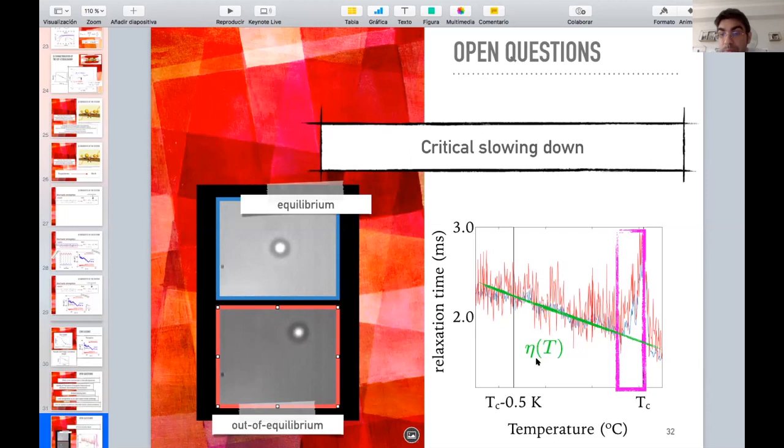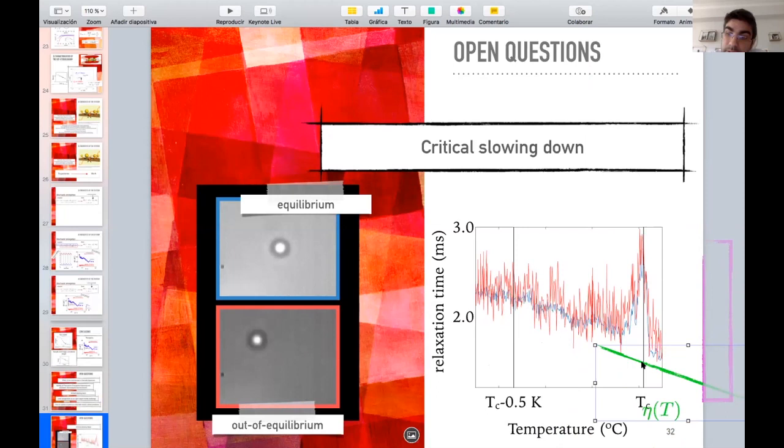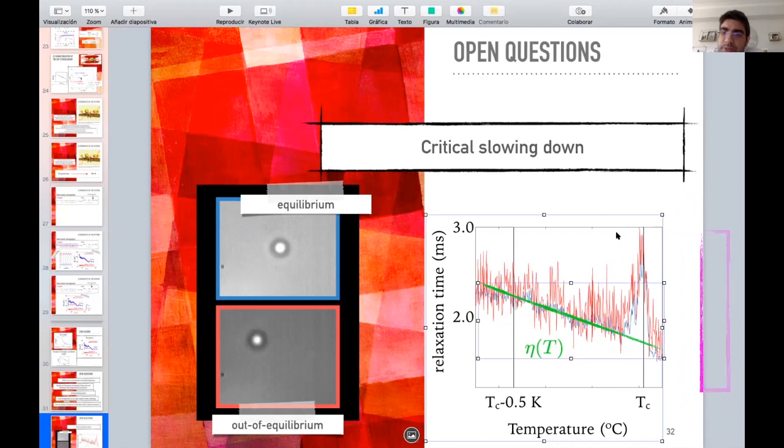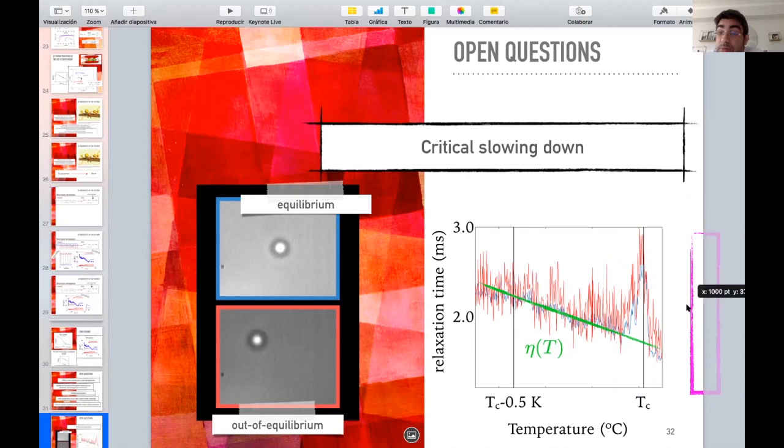We see that the relaxation time slightly changes with temperature. Here it's higher temperature at the right of the figure. On the left we have colder. So the curve is slightly changing due to the change of viscosity of water, which is normal, which is expected. But close to the criticality, the relaxation time explodes. It's this region from here. And this is the first evidence. You see that we have the red that corresponds to our equilibrium measurement and the blue that corresponds to the non-equilibrium measurements. It's the first measure of the critical slowing down. It's the first measure of how the bath starts dominating the relaxation of a colloidal system.